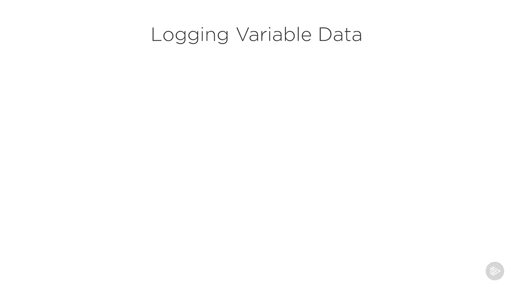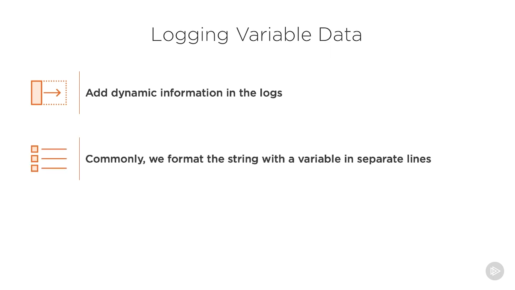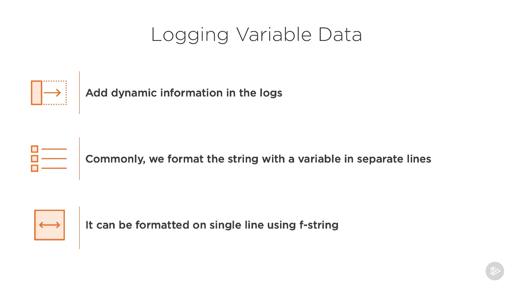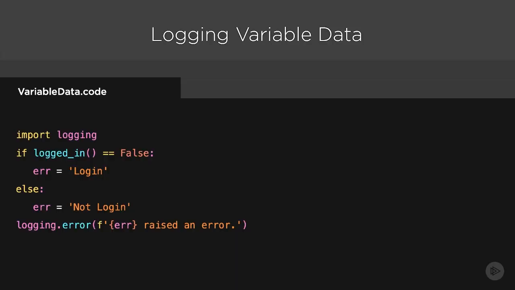Another important feature of this module is logging variable data. In most cases, you would want to add dynamic information from your application in the logs. You have seen that the logging methods take a string as an argument, and it might seem common to format a string with variable data in a separate line and pass it to the log method. But this can be done directly by using an f-string statement. Here you can see an example code for that, where I am printing the log message if login failed. The arguments passed to the method would be included as variable data in the message.